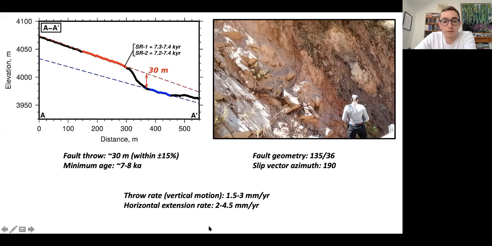And therefore, we could calculate that the fault had a throw rate of about 1.5 to 3 millimeters per year, and a horizontal extension rate across it of about 2 to 4.5 millimeters per year. So this is surprisingly quick, I would say, given that it's generally previously been assumed that there's very little deformation occurring within the top of the high Andes in studies using things like GPS, for example, to try and map patterns of coupling on the subduction zone.